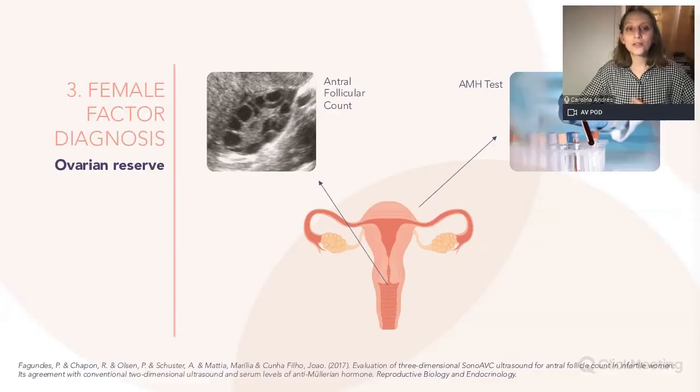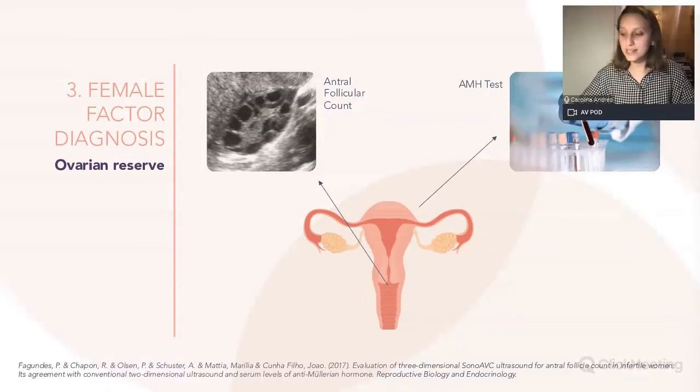So, concerning the female diagnosis, the most important thing to do is analyze the ovarian reserve. It is important for doctors to know how many oocytes we have left in our body in order to see how we are going to respond to treatment and also to give a diagnosis.